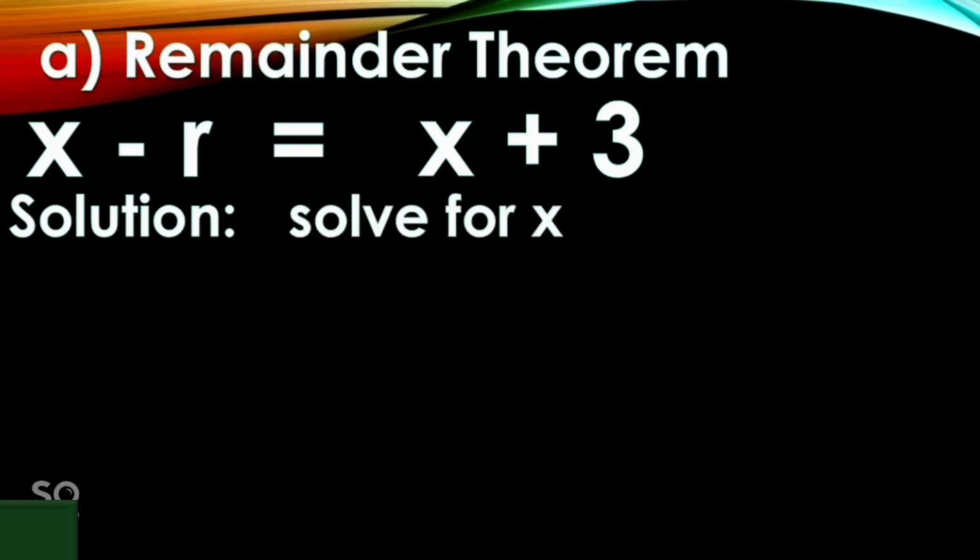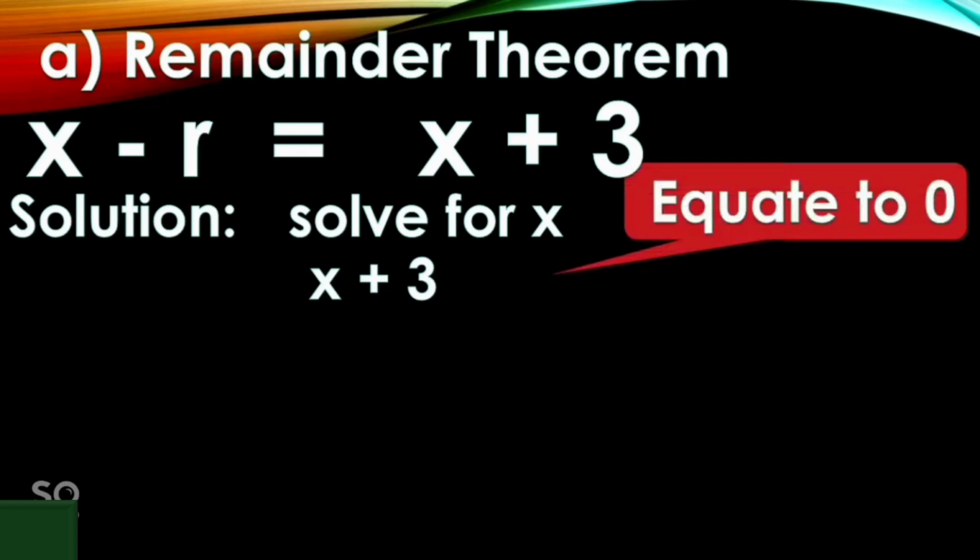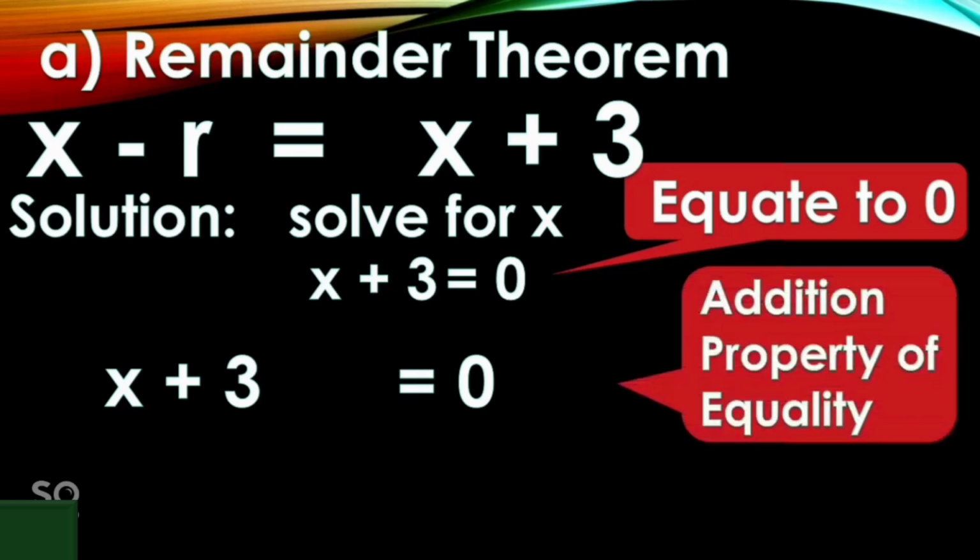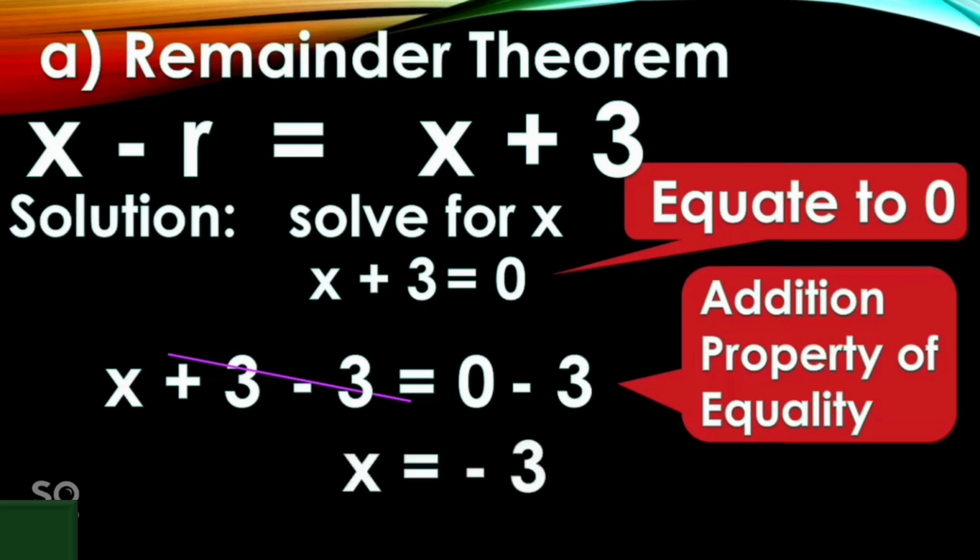Okay. So, x plus 3, let's solve for x. To solve for x, we equate it to 0. So x plus 3 equals 0. By the addition property of equality, we add negative 3 to both sides of the equation, the left and the right side. 3 minus 3 is 0 and 0 minus 3 is negative 3. Therefore, our x is equal to negative 3. Again, the value of our x is negative 3.